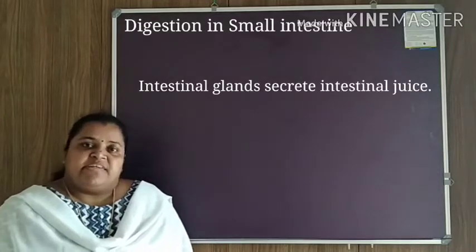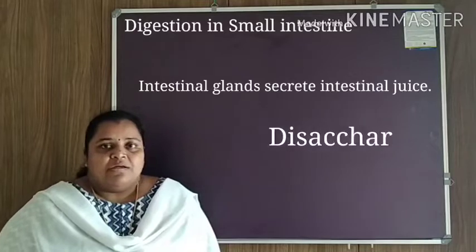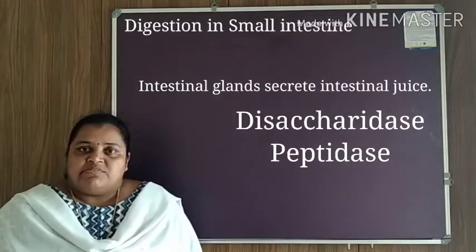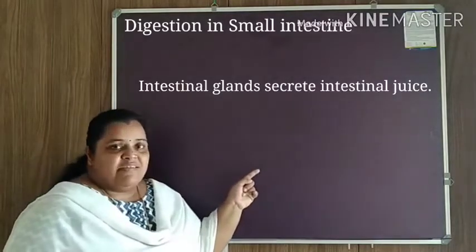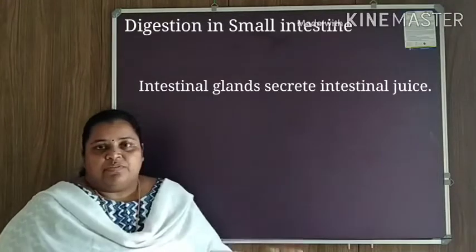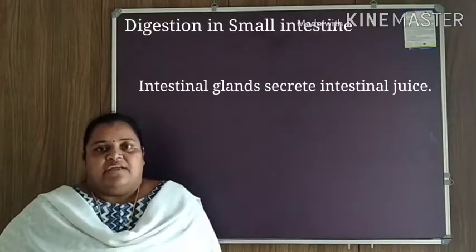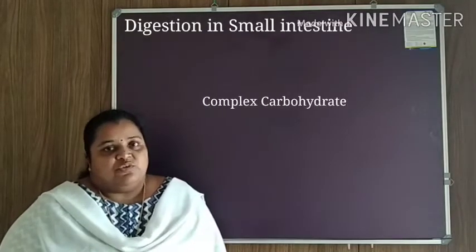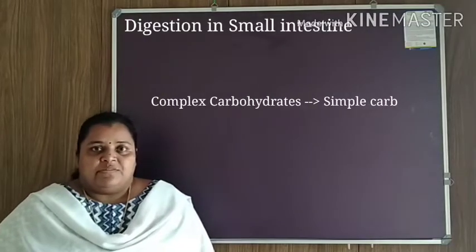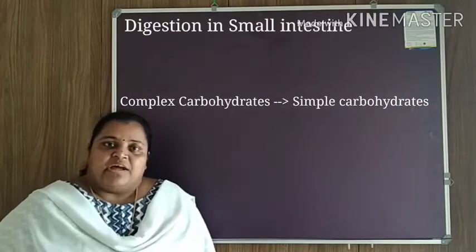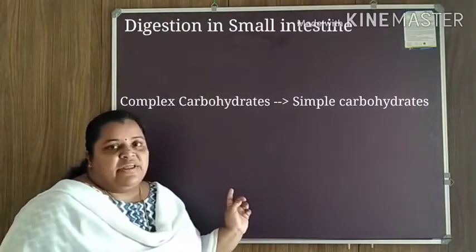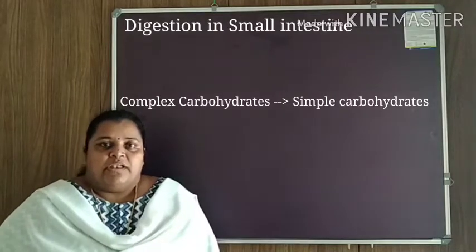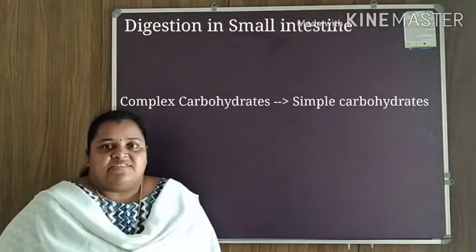The enzymes present in intestinal juice are disaccharidase and peptidase. The function of disaccharidase is that it converts complex carbohydrates into simple carbohydrates. Let us see some examples of disaccharidase.